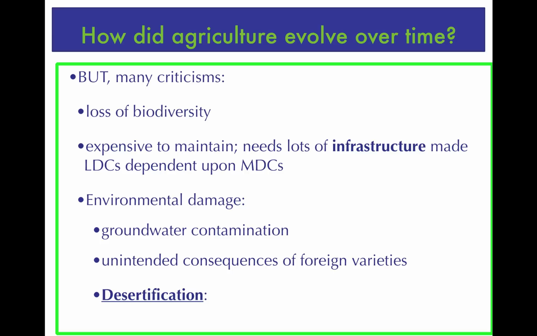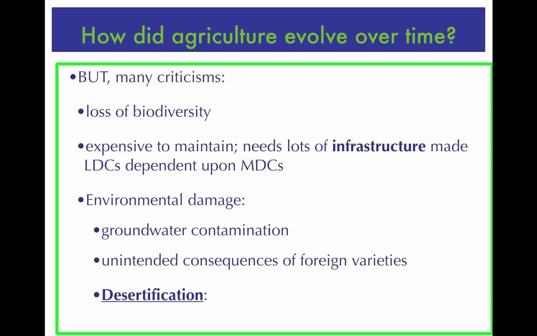Desertification, and I'm sorry, I don't have the definition there. Desertification is when the land is no longer fertile and essentially becomes a desert. So desertification was one of the criticisms in certain areas when they've exhausted the soil, so that the land was no longer fertile. But that's really a minor consequence specifically associated with the Green Revolution.